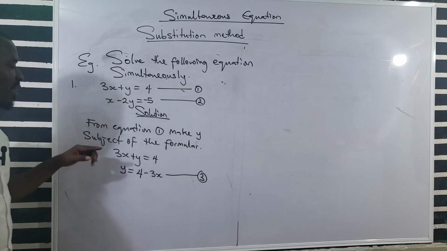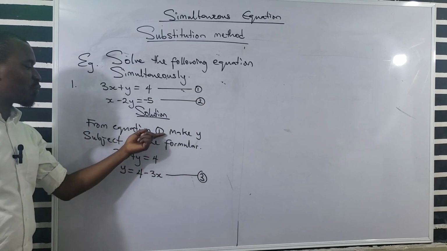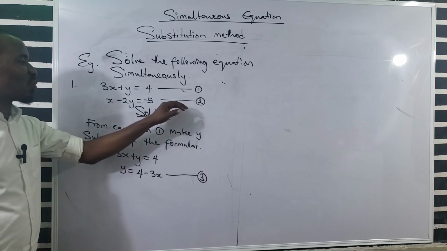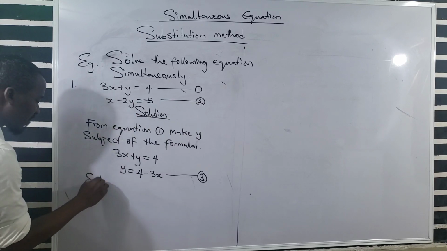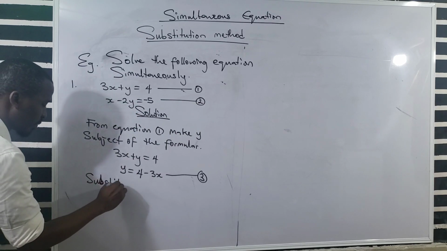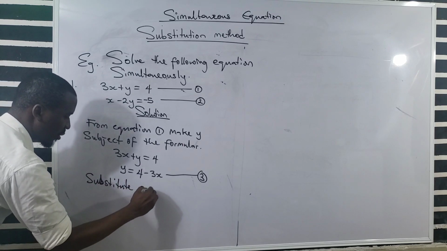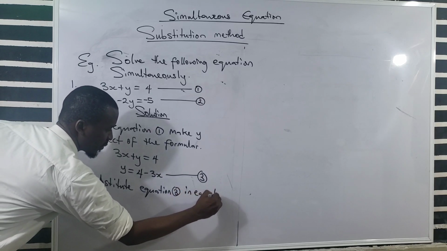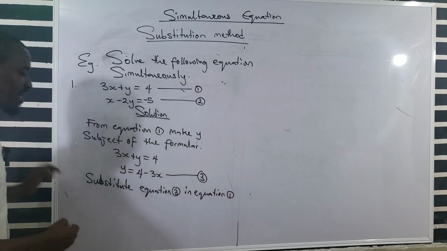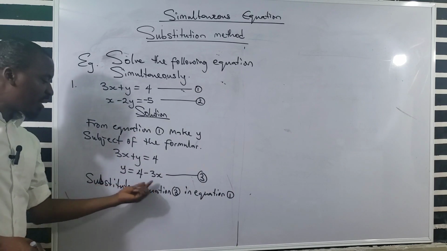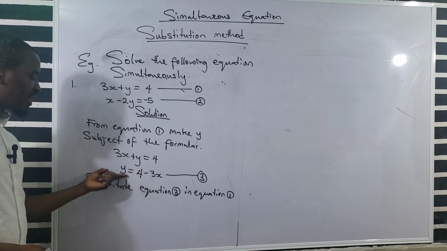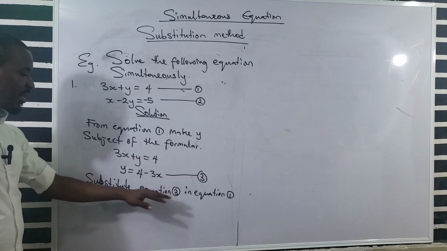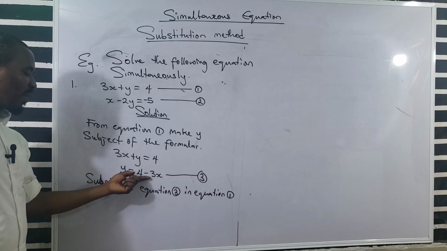In our case, we got equation 3 from equation 1 by making y the subject of the formula, so we are going to put it in equation 2. We say substitute equation 3 in equation 2. So anywhere I see y in equation 2, I will replace it with 4 minus 3x.